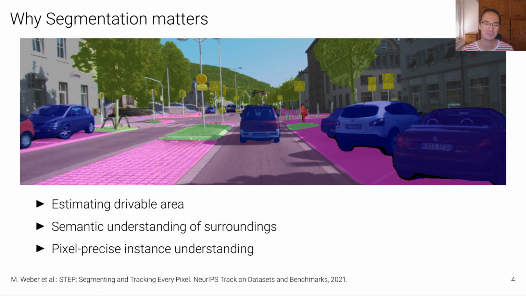Why does segmentation matter? Well, for autonomous driving, for example, it's of course important to precisely delineate the drivable area in front of the vehicle. It's also important to obtain a precise semantic understanding of the surroundings of the vehicle. And a pixel-precise instance understanding is in particular important in the context of other objects being close.